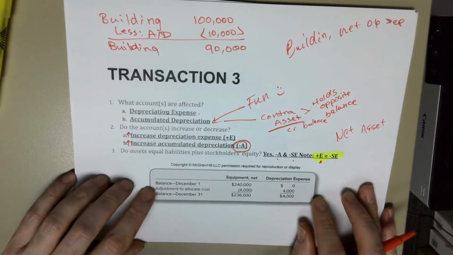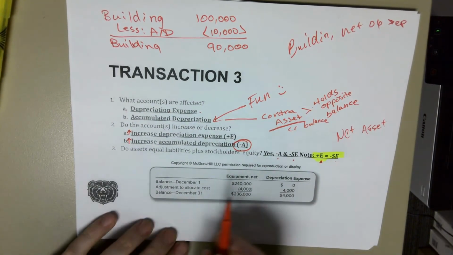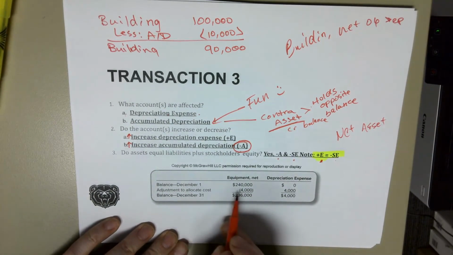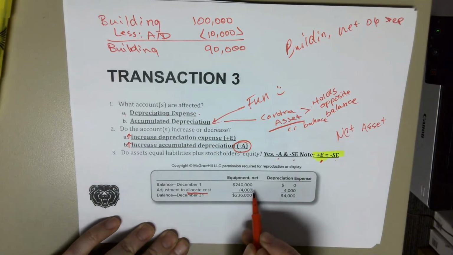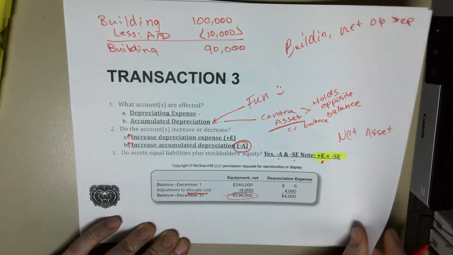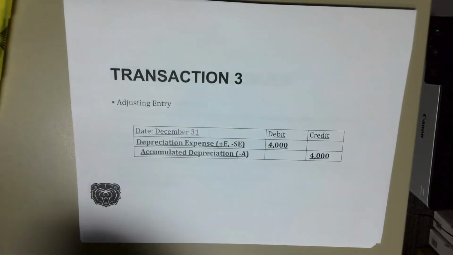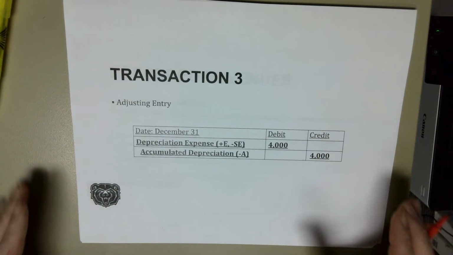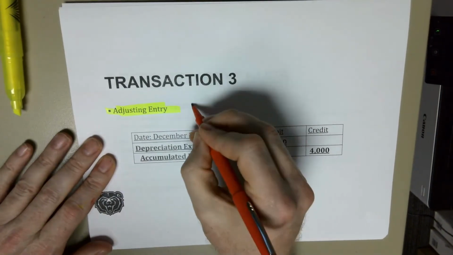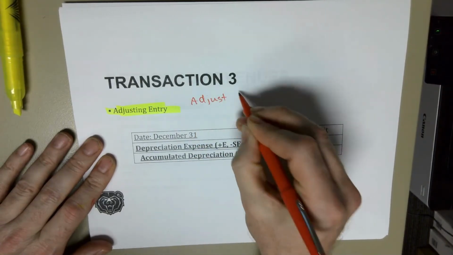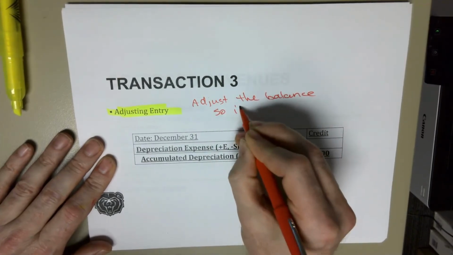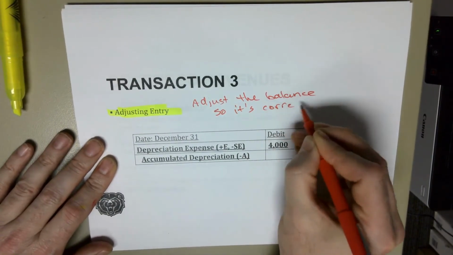And then if we look at our little table down here, we can see what's going on. Our balance on December 1st was $240,000 on that equipment. We used up or allocated $4,000 of expense to it. So the new balance is $236,000. And the journal entry will look like this. Just a reminder, this is an adjusting entry. We adjust balances so it's correct. That's all we're doing here.